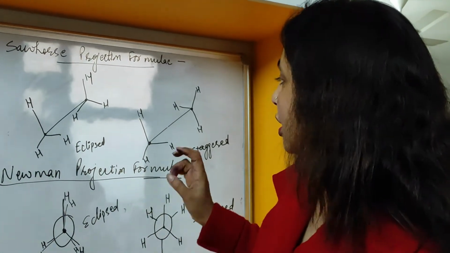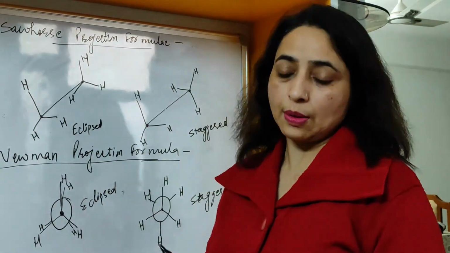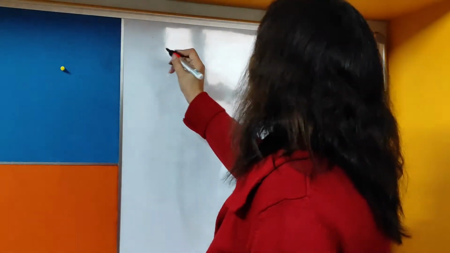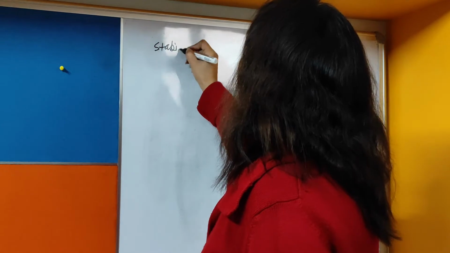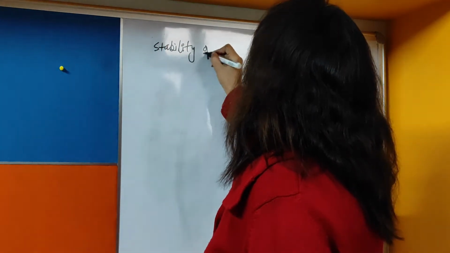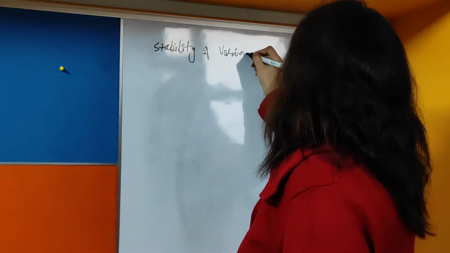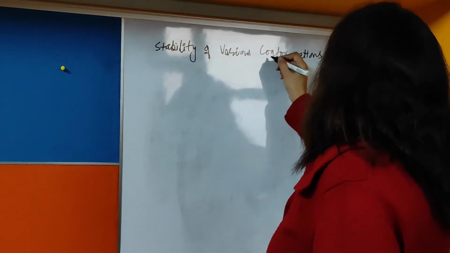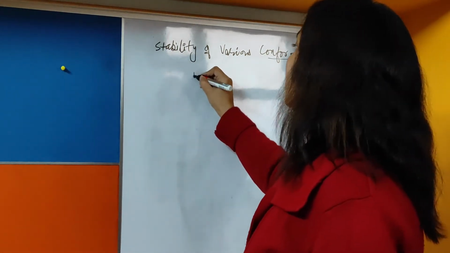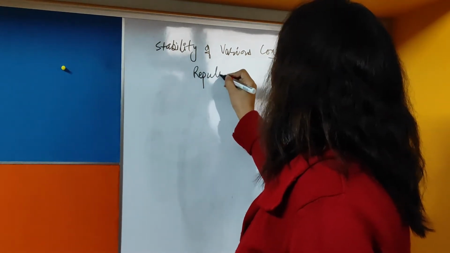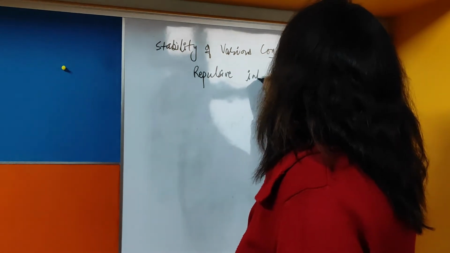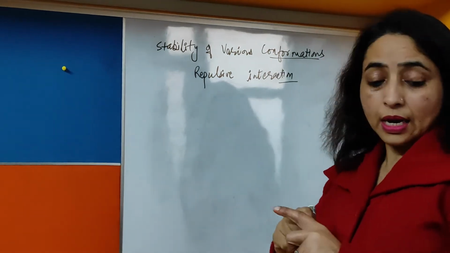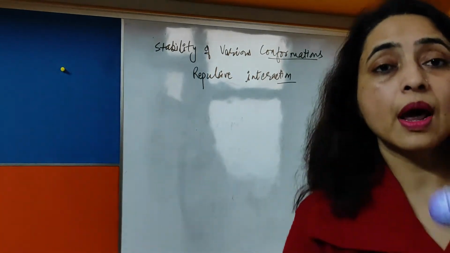Now we are coming to the next point. Which of the two is more stable? Stability of the various conformations. Now we are coming to the next term, that is stability. Relative stability of various conformations. This is the next thing we are talking about. Now stability depends upon the repulsive or the attractive interaction. Repulsive interaction between what? Repulsive interaction between the electron clouds of the carbon-hydrogen bonds.